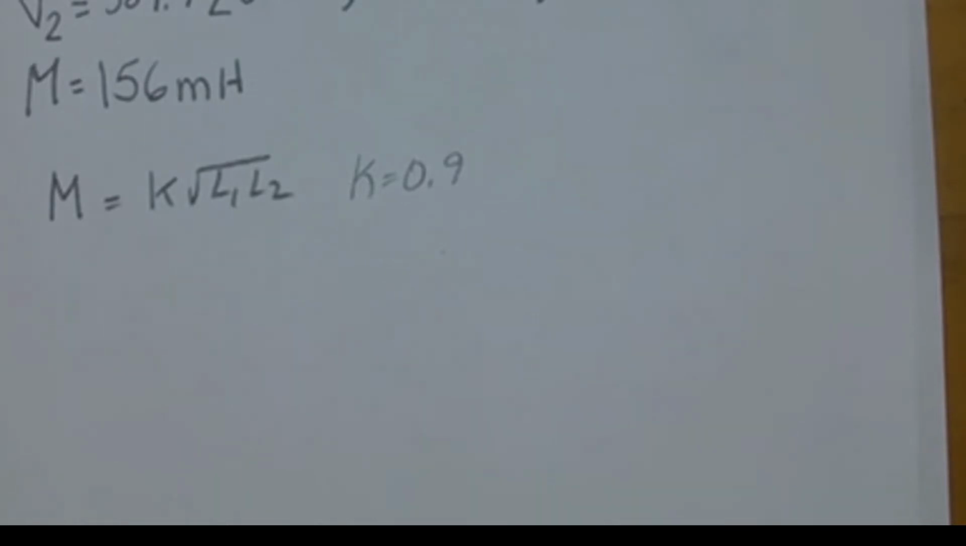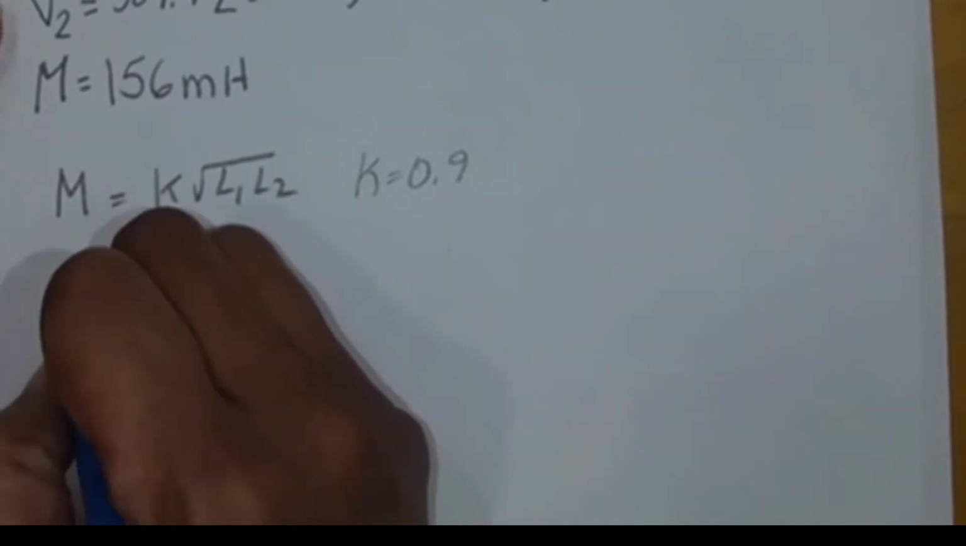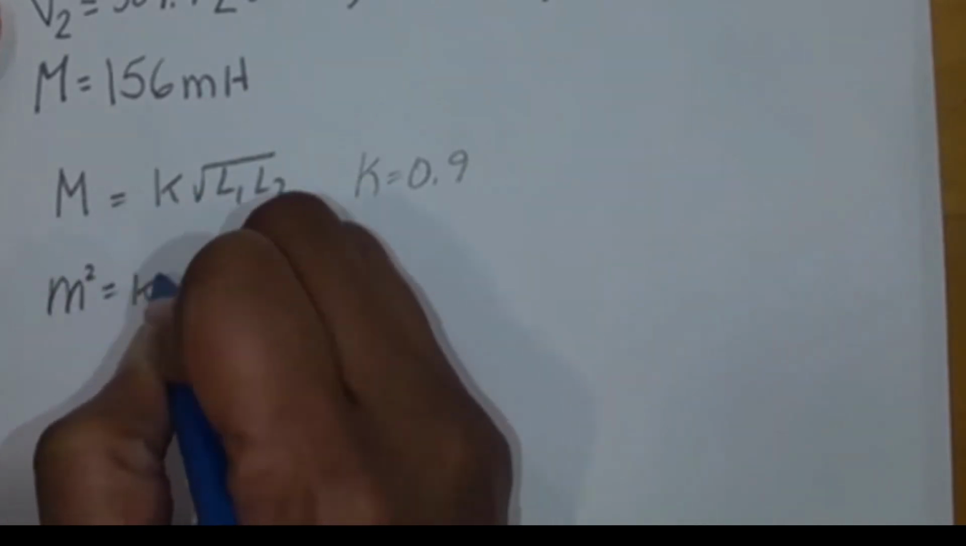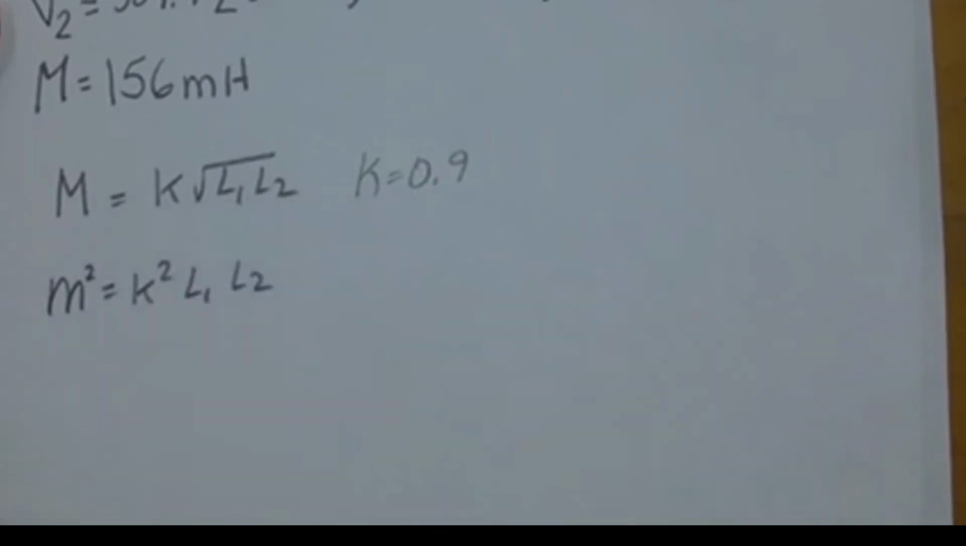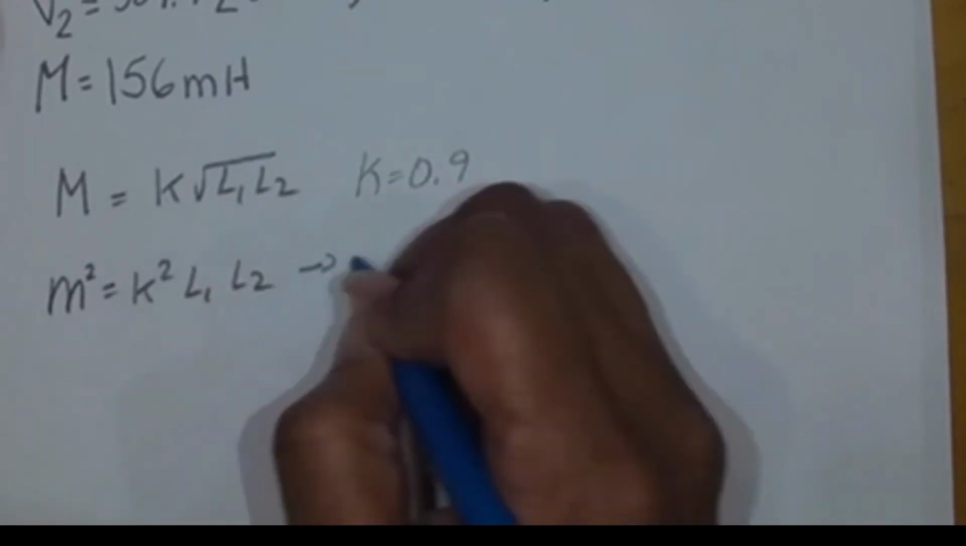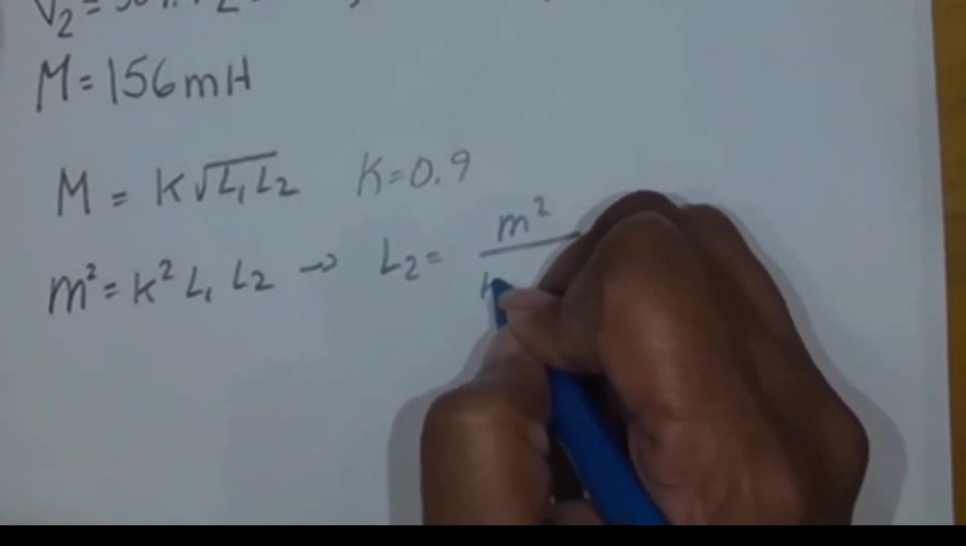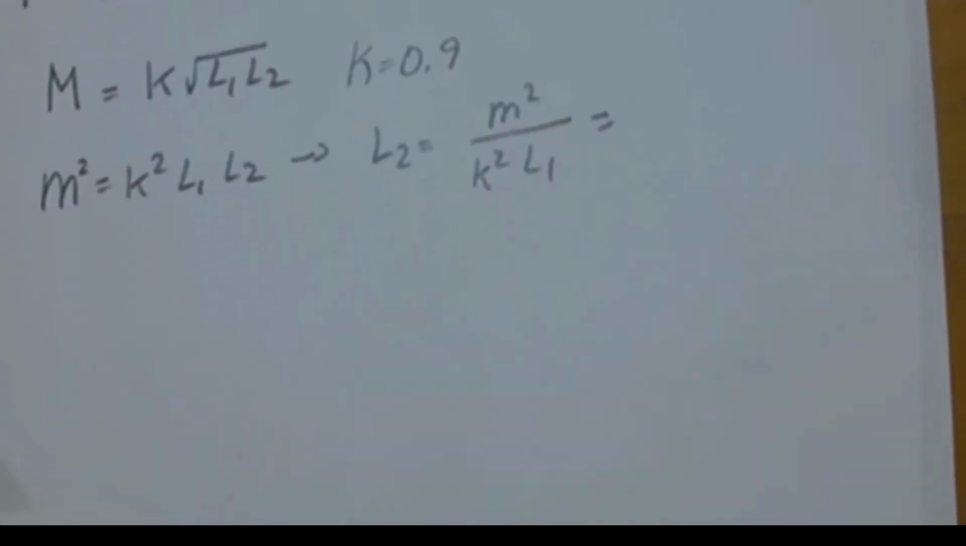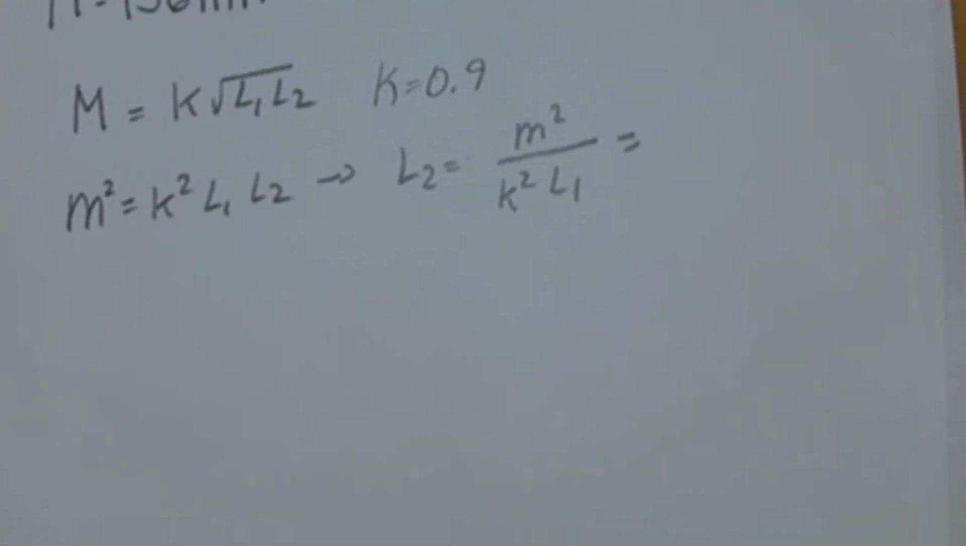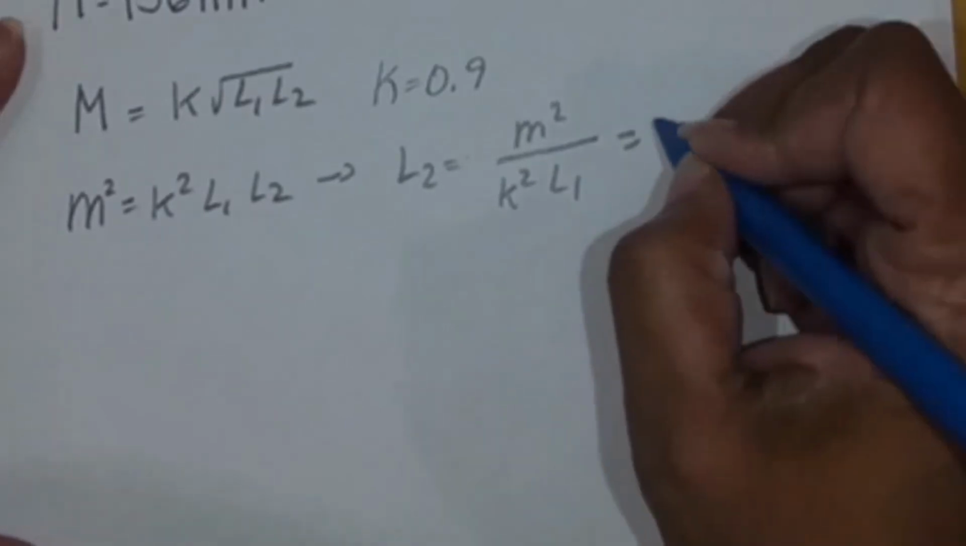So now, can we solve for L2? I'm going to have M squared equals K squared times L1 times L2. So L2 is equal to M squared over K squared times L1. What is L2? We know M, we know K, we know L1. What's L2? Peyton? 200 millihenry. 200 millihenry, very good.